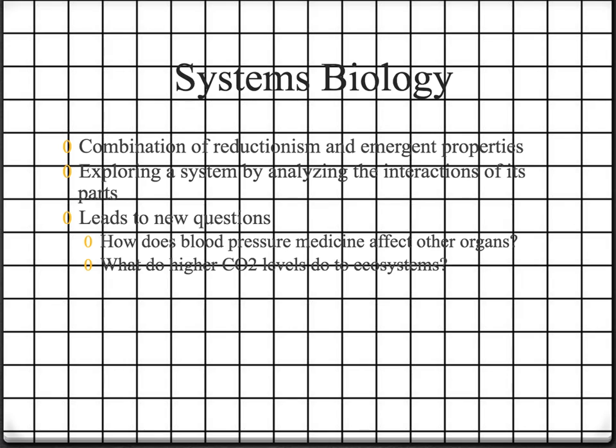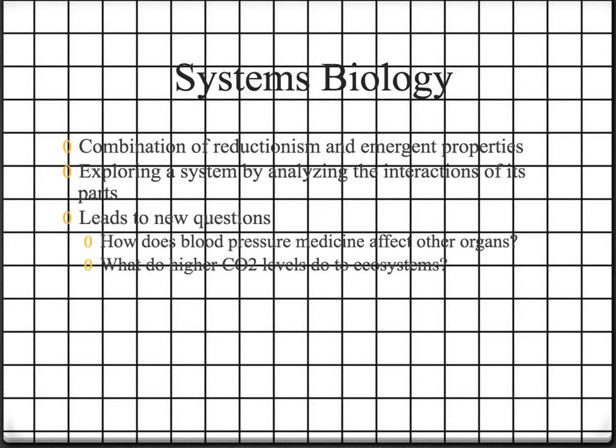So what we end up employing most of the time, instead of just simple reductionism or emergent properties, is a combination of both. And we call that systems biology. So we explore a system by analyzing all of the interactions of its parts. And that can hopefully lead us to new and more open-ended questions.